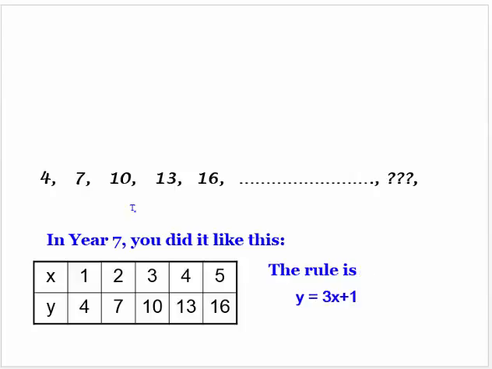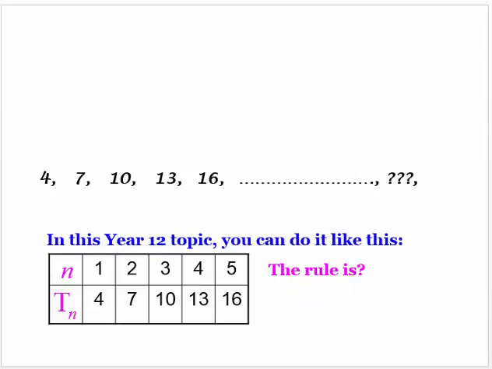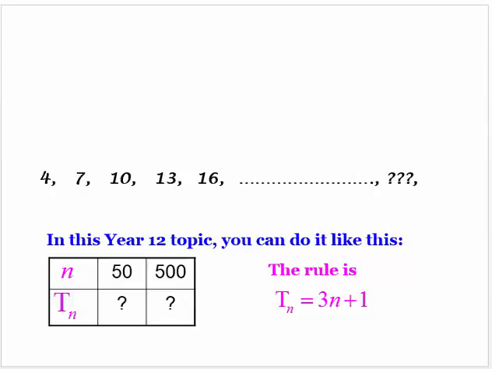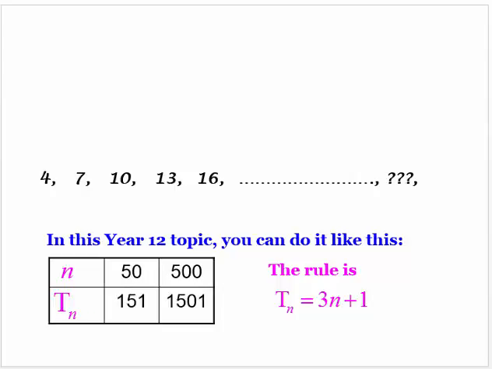Okay, works exactly the same way if instead of x's and y's you have n's, the number of terms, and Tn, the term itself. So the rule for this, because it's exactly the same numbers, is Tn equals 3n plus 1. Okay, and then you can use that to work out the 50th term or the 500th term. So if I substitute n equals 50 in there, 3 times 50 plus 1, 151, 3 times 500 plus 1, 1501.